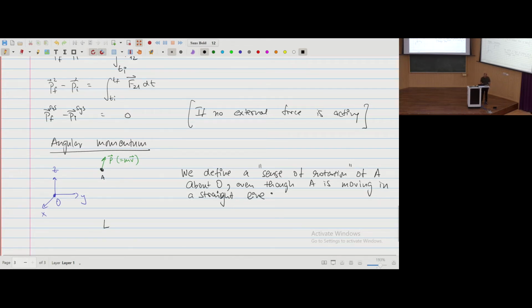We define angular momentum of particle A about O as the cross product between the position vector r and the linear momentum p. Note that this is the first physical quantity that involves a cross product in this course. And there is nothing natural about angular momentum and its direction. Make a note there.